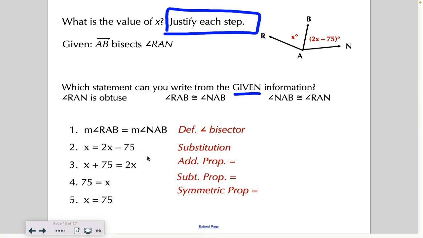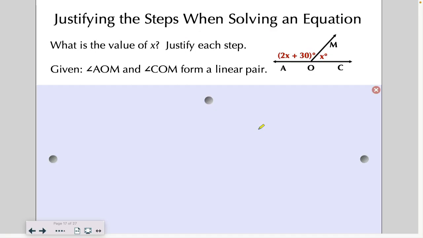So that's why they started you with which statement can you get from the given. The given was that AB bisects that. Notice we had to pull from our background knowledge. We had to know what an angle bisector was. Anytime you use something you know about something, it's going to be a definition. It's a definition of angle bisector. The rest was right off that page. The algebra is not hard. The algebra is rarely going to be difficult for you in these. It's going to be justifying everything.